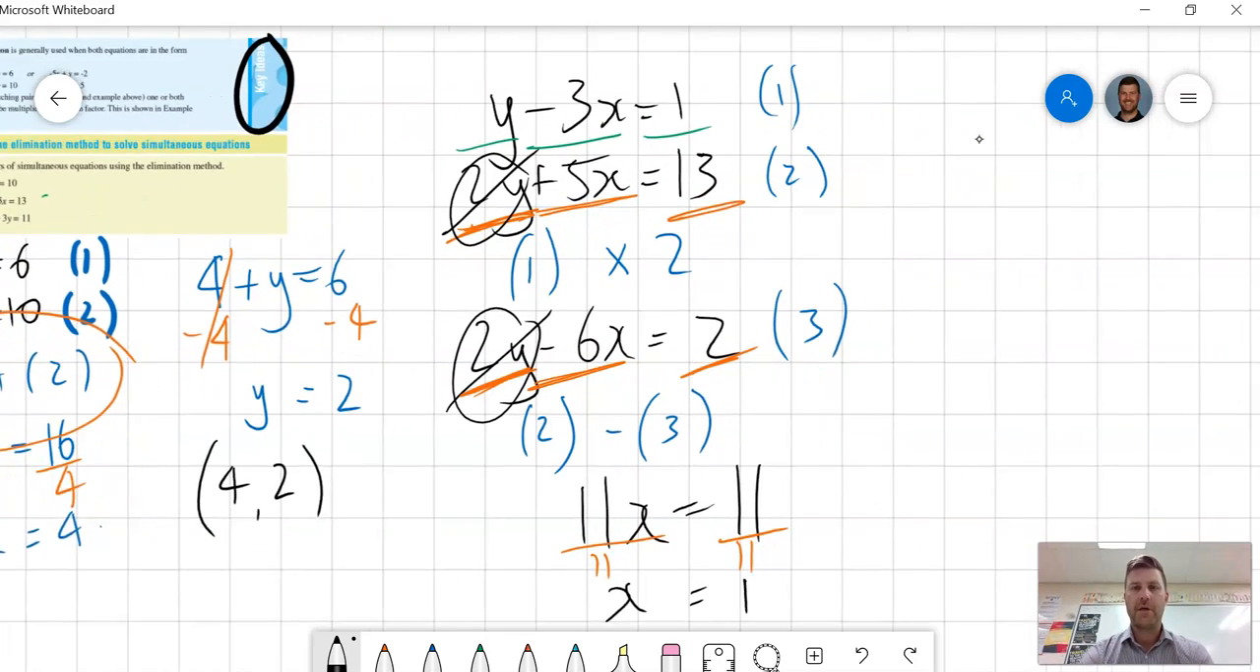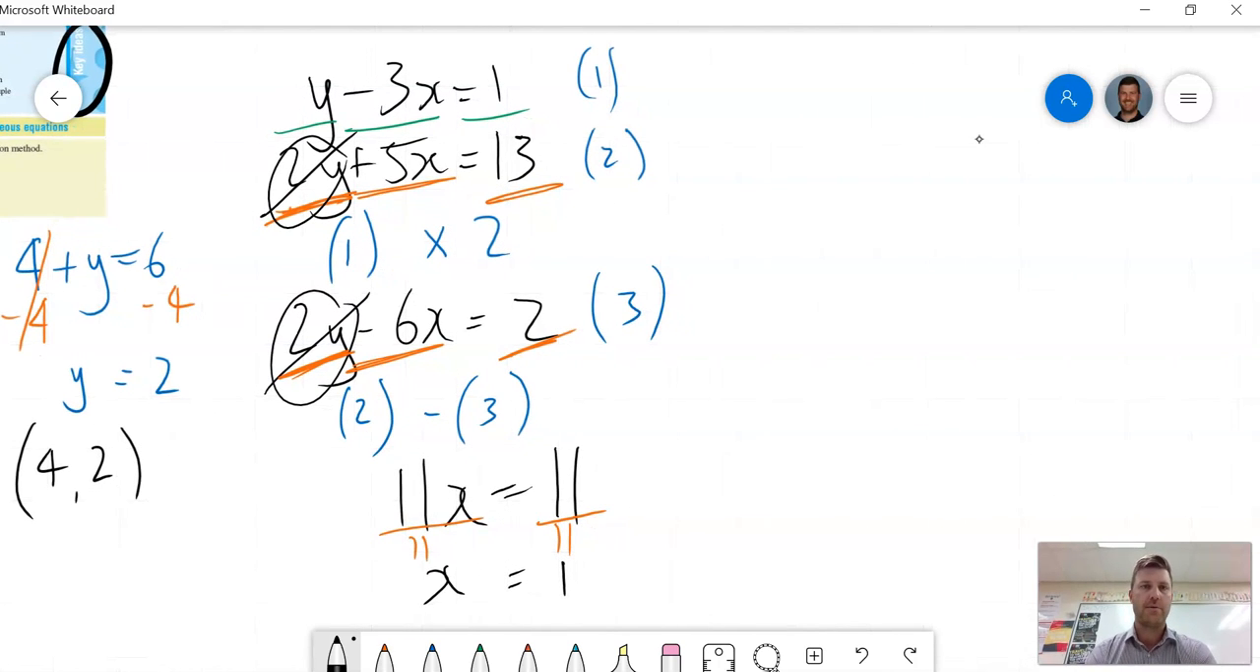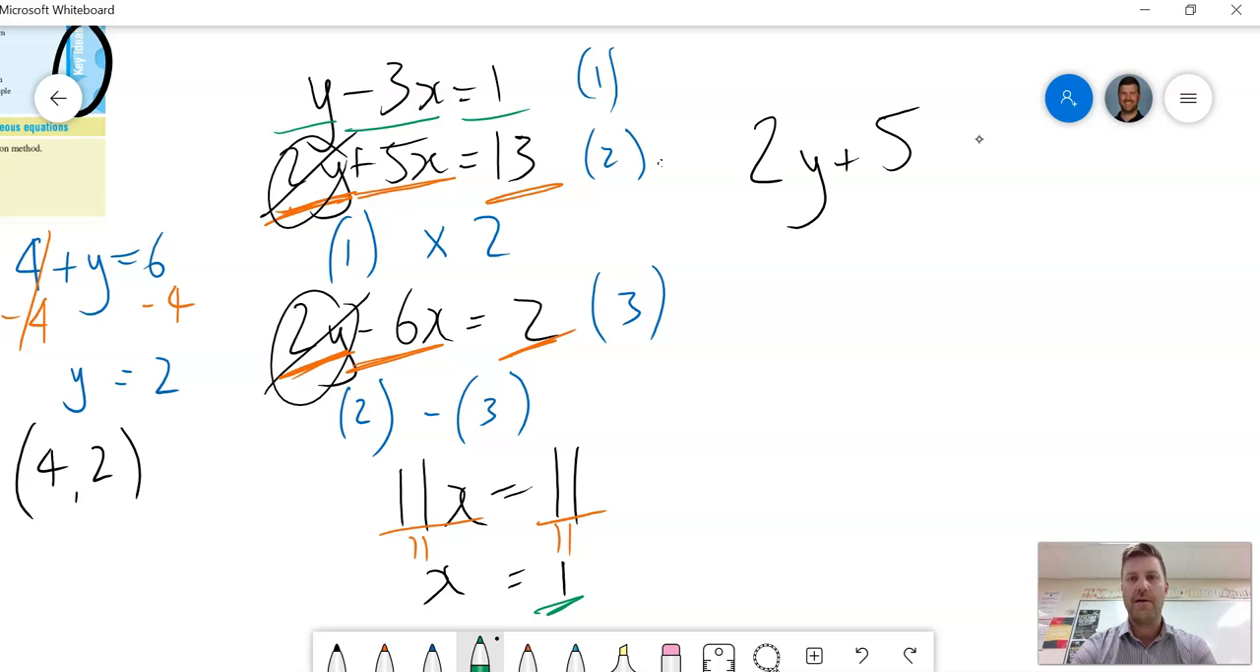From there, I'm then going to substitute the value of 1 back into either of those equations, 1, 2, or 3, it doesn't really matter. Again, I like to use a simple one, or the one that's probably the easiest. In fact, equation 2 doesn't have any negatives in it, so let's roll with that. So 2y plus 5x, and this time for x we're going to use the value 1, so 5 times 1 is equal to 13.